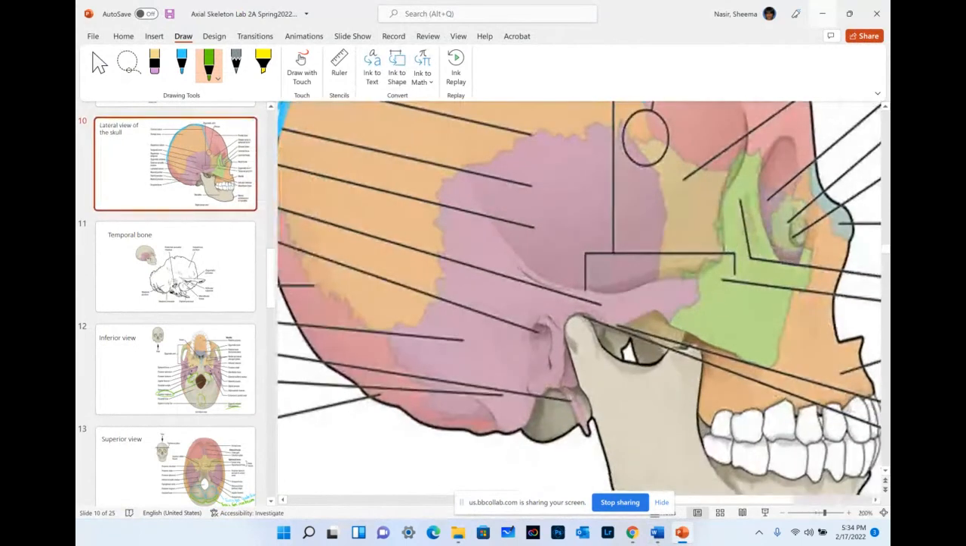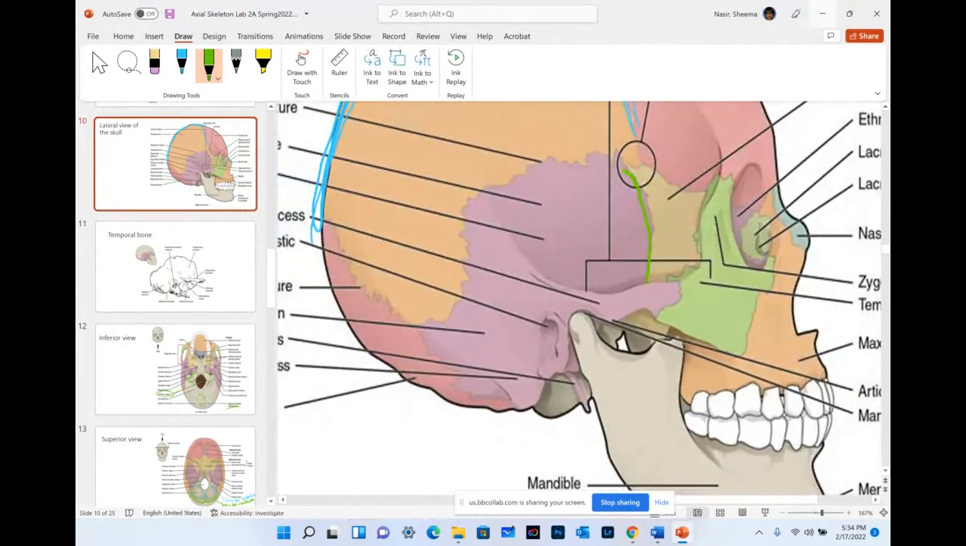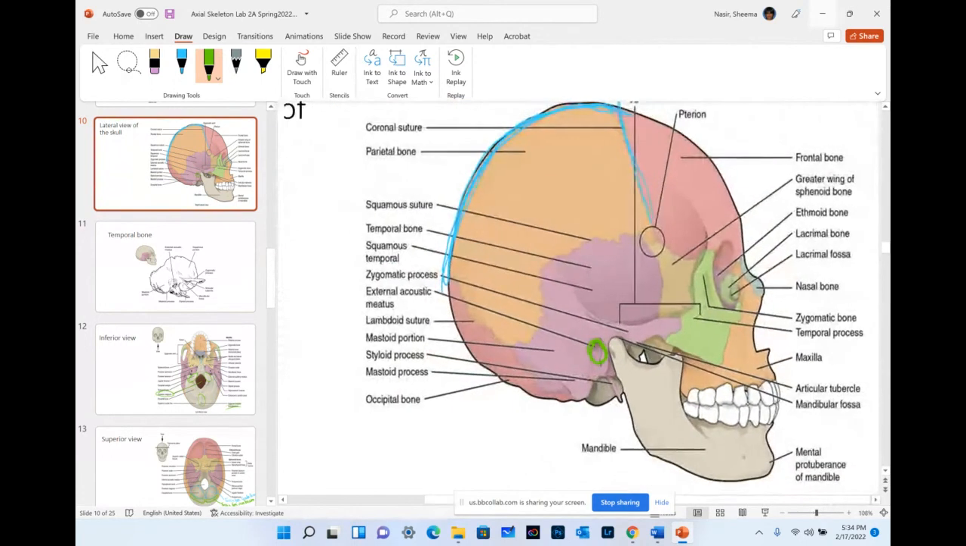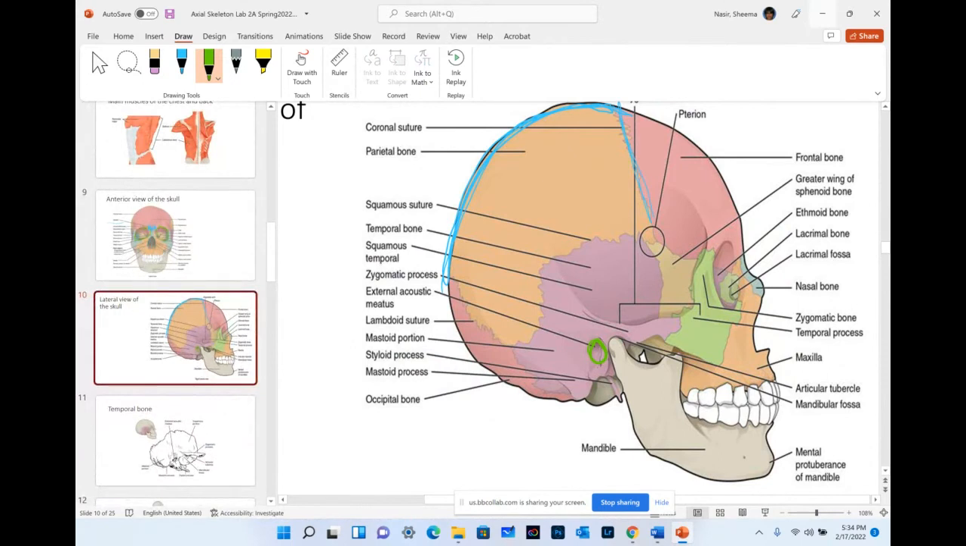So in the temporal bone, you see this line. This line is your squamous suture or squamosal suture. You see this projection of the bone, which is making part of the cheek. That is called your zygomatic process. This hole right here is your external acoustic meatus. Meatus means a canal. So this is external auditory meatus, or the hole where your ear is attached.